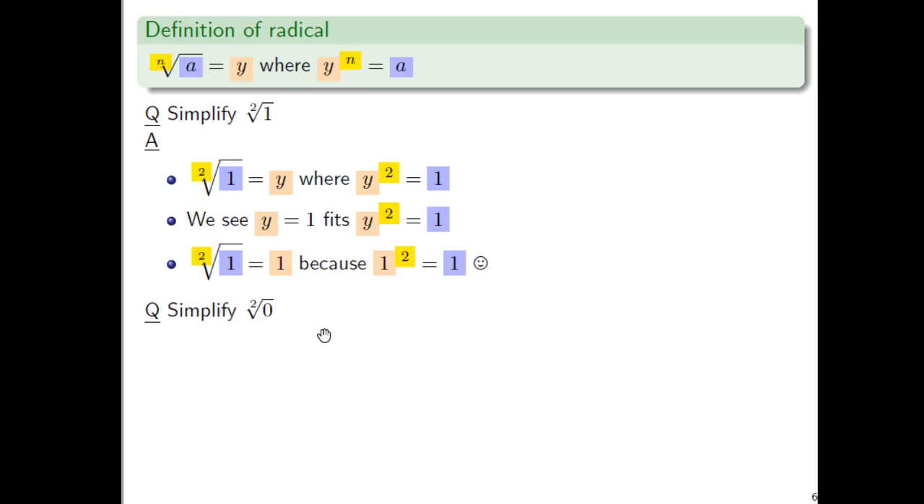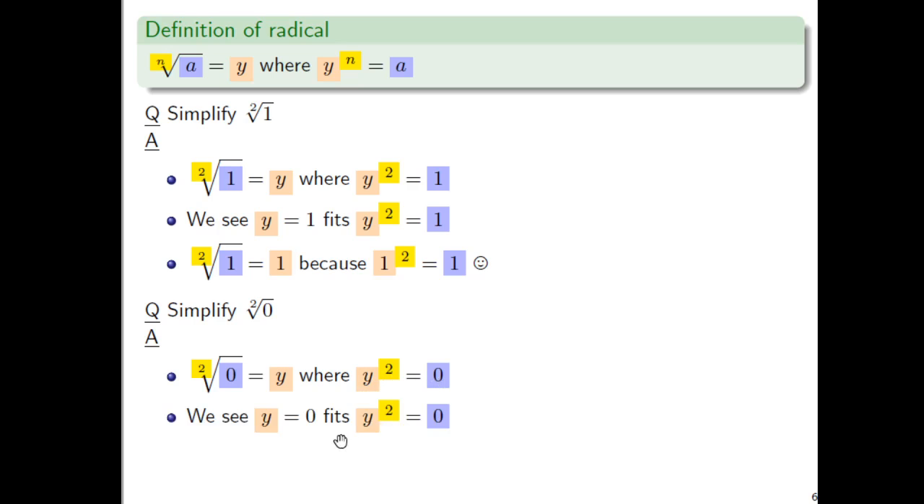Let's look at the second root of 0. The second root of 0 equals, we don't know yet, but it is found by answering fill in the blank, raised to the second is equal to 0. And we'll see that y has to equal 0 here. So we have the second root of 0 equals 0 because 0 to the second power equals 0.